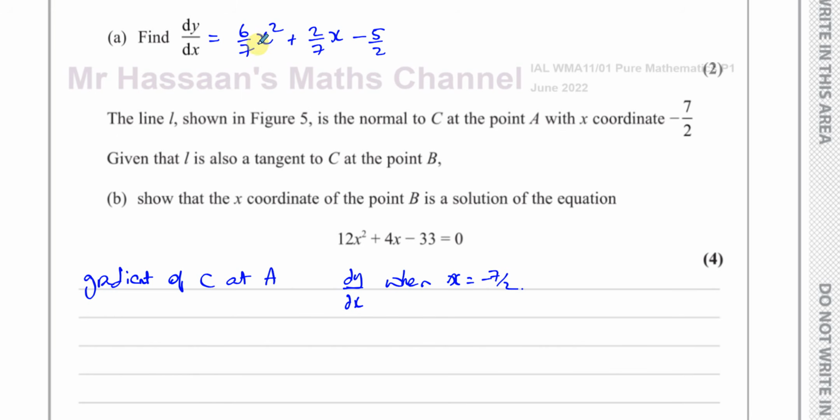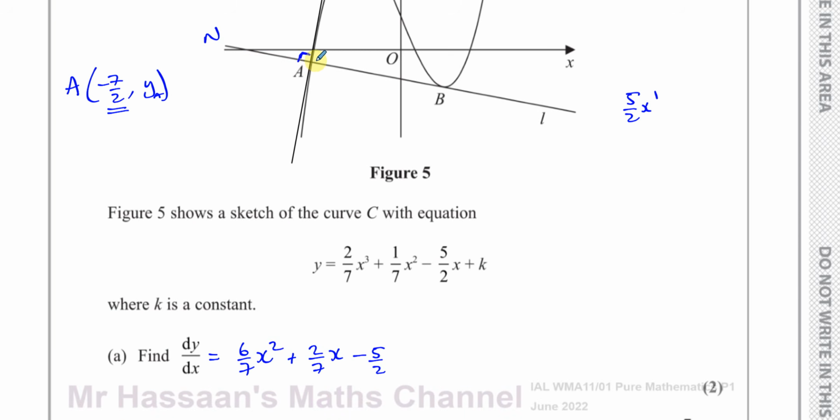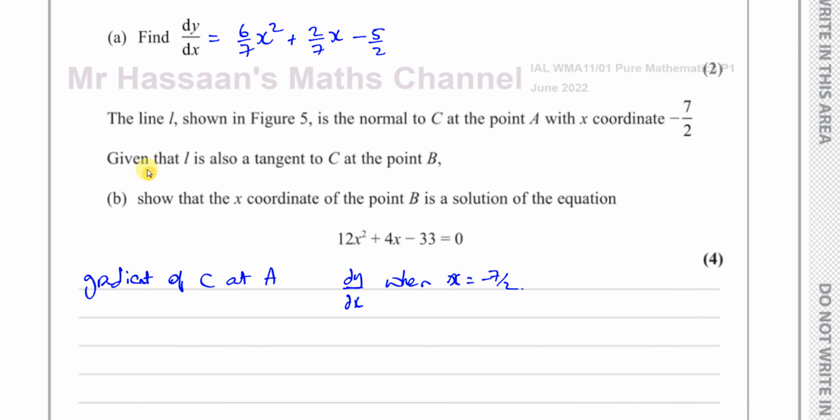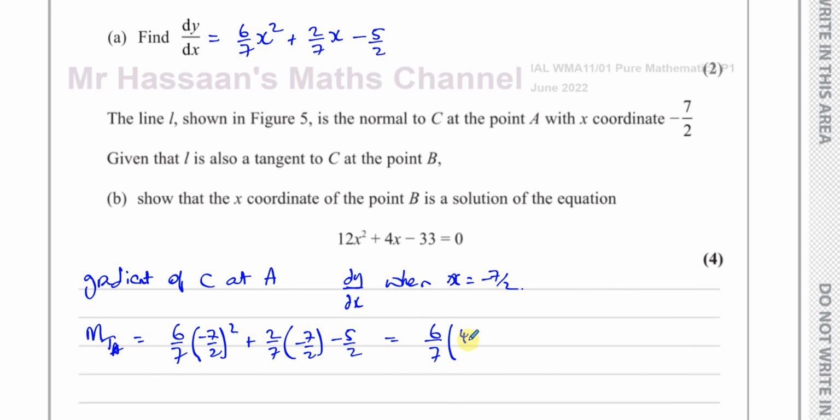Okay, so if I replace the x in this equation with negative 7 over 2, it will tell me the gradient of the curve at the point A, because that's what the coordinates of the point A are on the curve. So the gradient of the curve, which is the tangent to the curve at A, is going to be equal to 6 over 7 times minus 7 over 2 squared, plus 2 over 7 times negative 7 over 2 minus 5 over 2, which gives me 6 over 7 times 49 over 4.